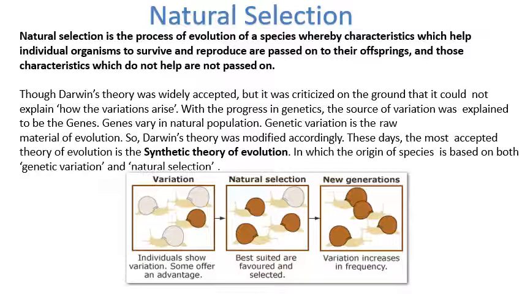These days, the most accepted theory of evolution is the synthetic theory of evolution, in which the origin of a species is based on both genetic variations as well as natural selection. So, individuals show variation, and some variations offer an advantage. It is naturally selected, so the best suited are favored and selected. In the new generation, the variation increases in frequency, as does the survival of the new individuals.